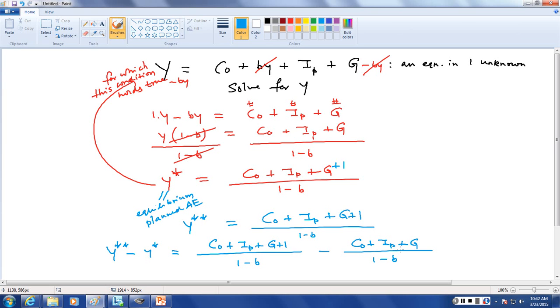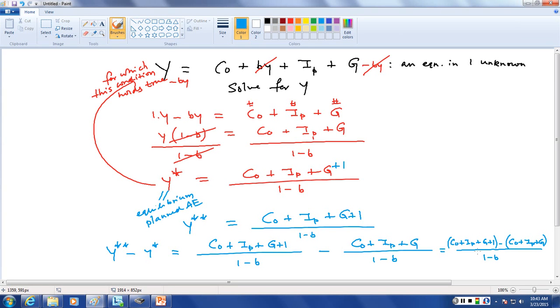Could we now do this last bit here? You notice here that both these fractions have the same denominator, so of course we can simply write that as a common denominator, right? And then we can write everything down. Now, what is it going to be? Tell me. C0 plus IP plus G plus 1 minus C0 plus IP plus G. Is that correct?